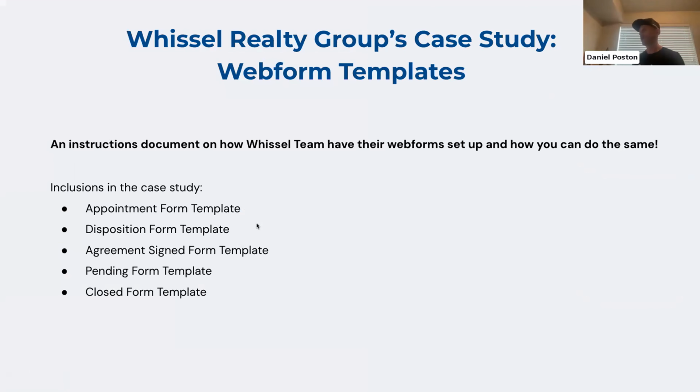Also added on, and included, are the exact forms that the Whistle Realty Group uses. So a template within our form system will have their appointment form and their disposition form, so what they're collecting after an appointment, agreement signed, pending, and closed. You'll see exactly what data they're collecting. They're doing close to 700 transactions this year. One thing that'll stick out is how much data they collect from their agents.